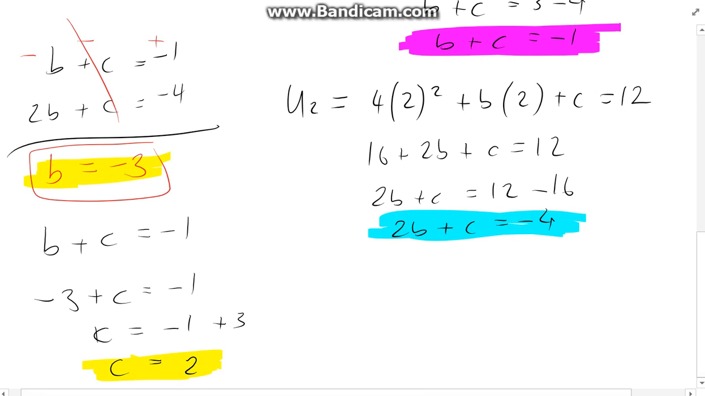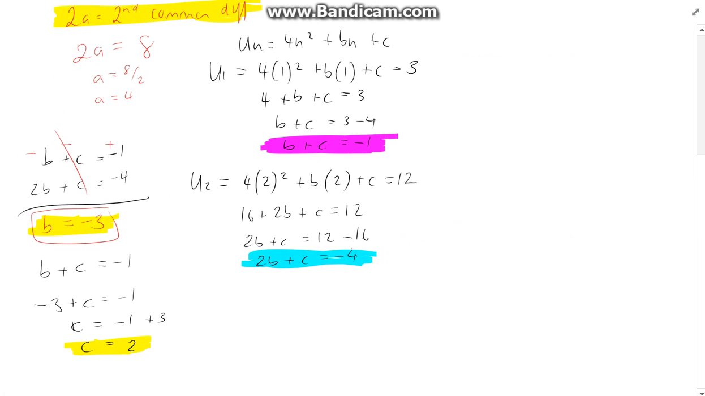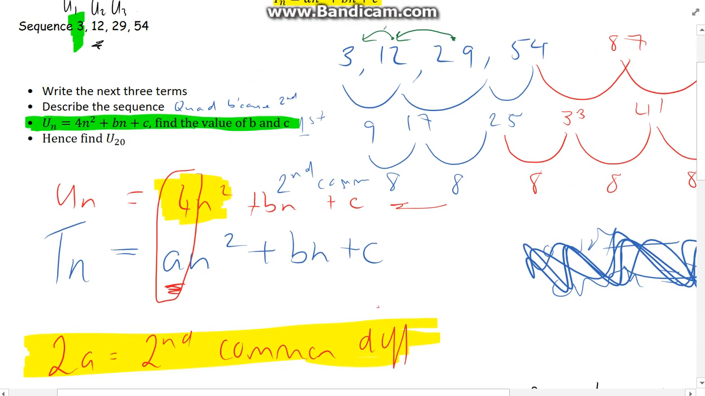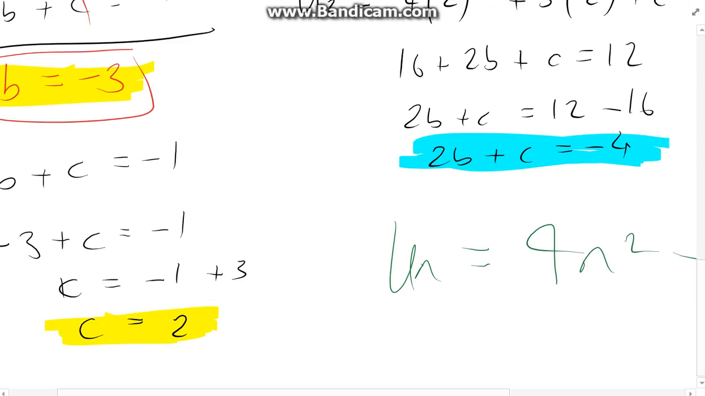So now I have my equation and my values for a and b. And if they wanted me to write it back into their equation, which was 4n squared minus 3n, b was minus 3, plus 2. And that would be my equation. So just to look at the last question they asked us, hence find u20. I'm just after rewriting my whole formula. So I filled in what we found out.